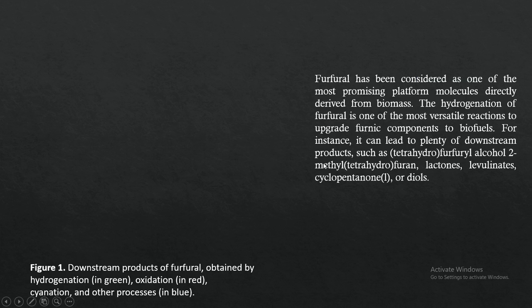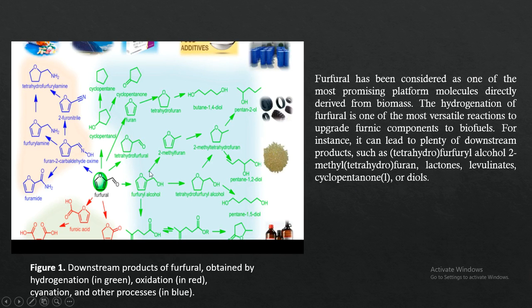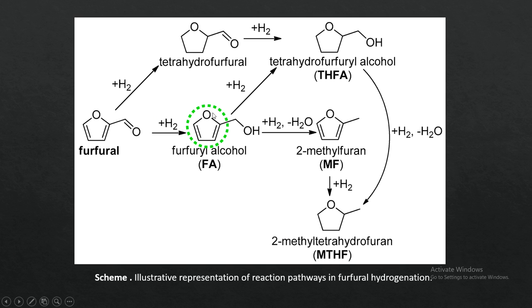So furfural has been considered as the most promising molecule derived from biomass. From this organic compound you can get compounds like tetrahydrofurfuryl alcohol, methyl lactone, cyclopentanone or diols. Here you can see that furfural can be reduced into different kinds of products, whatever we want, we can create. So here is the general mechanism of furfural.